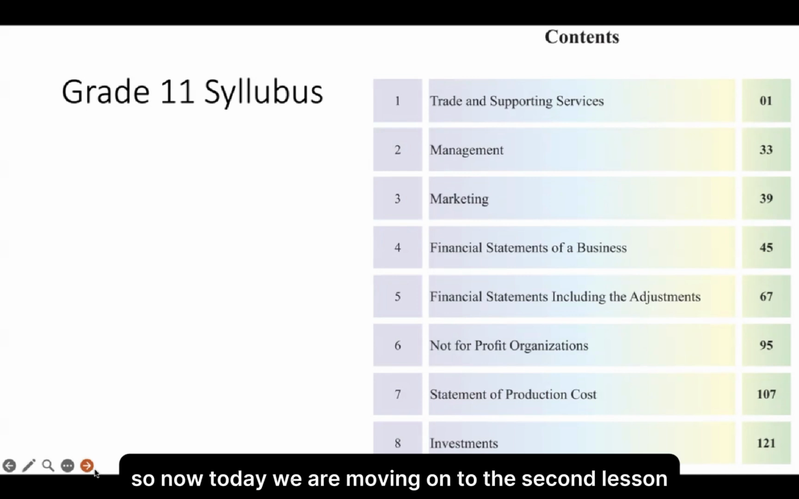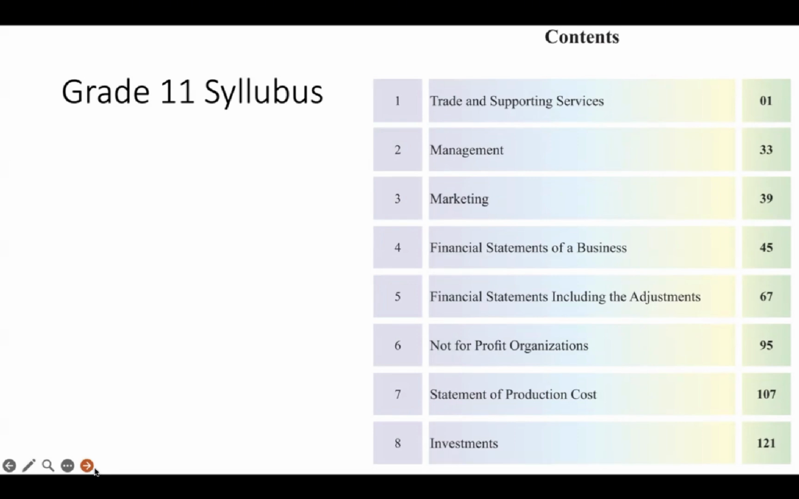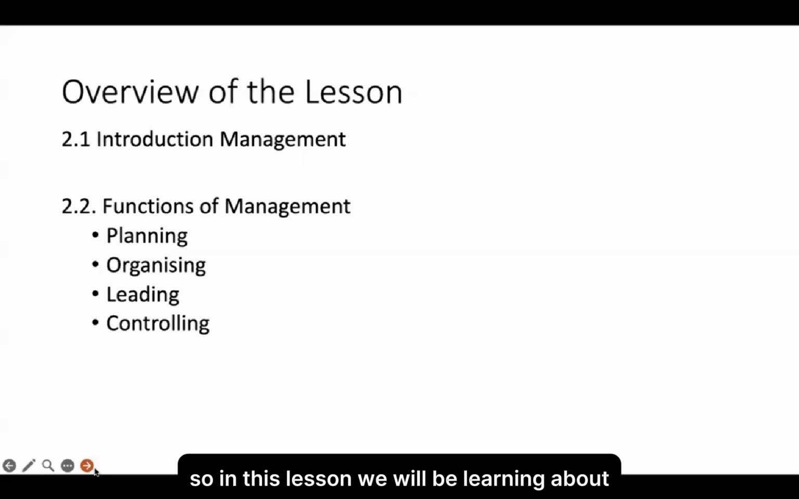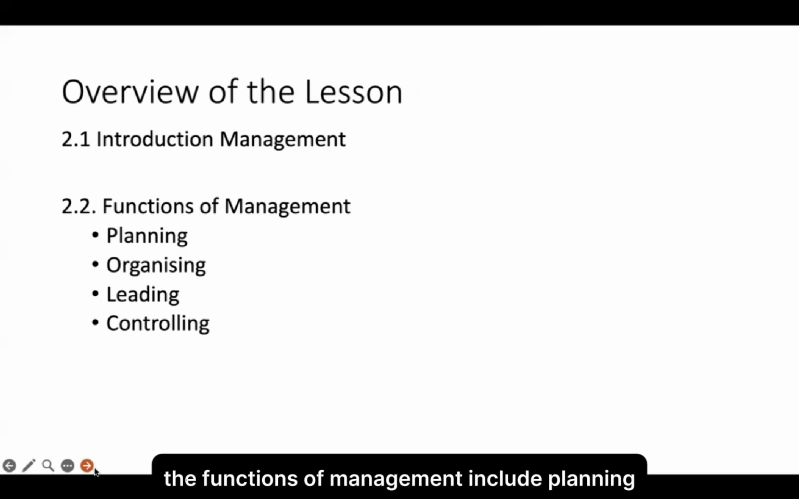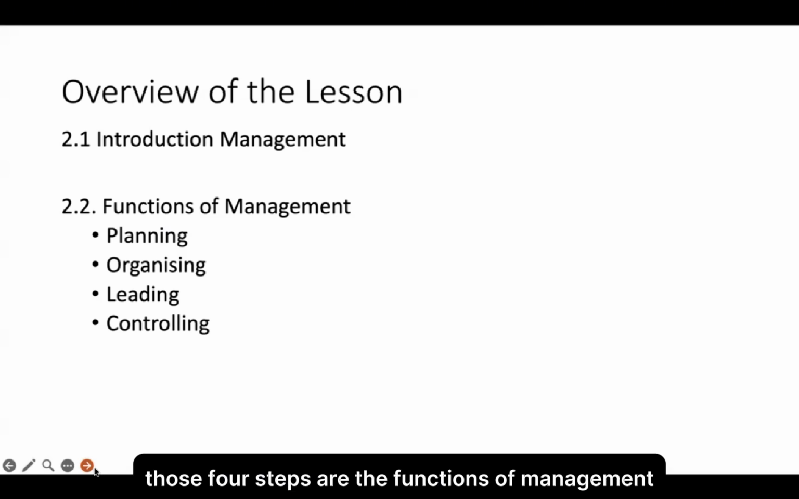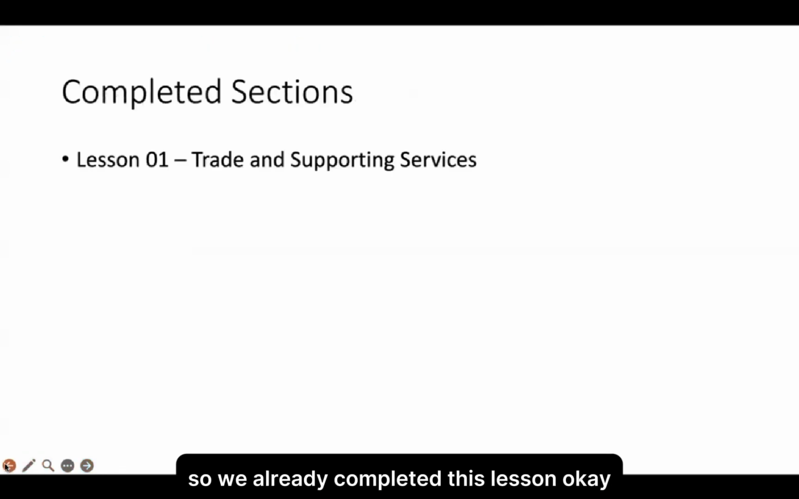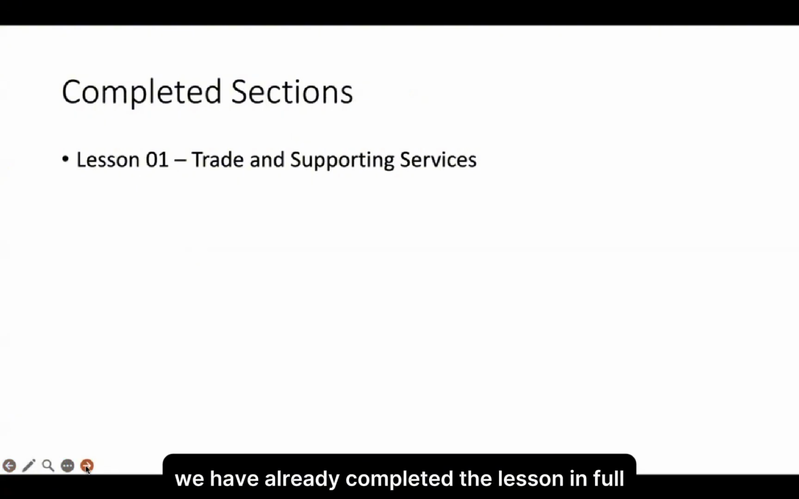Okay, so today we are moving on to the second lesson, which is management. In this lesson, we will be learning about the introduction to management, which is about the basics and what management is, and then the functions of management. The functions of management include planning, organizing, leading, and controlling. Those four steps are the functions of management. We have already completed the trade and supporting services lesson in full.